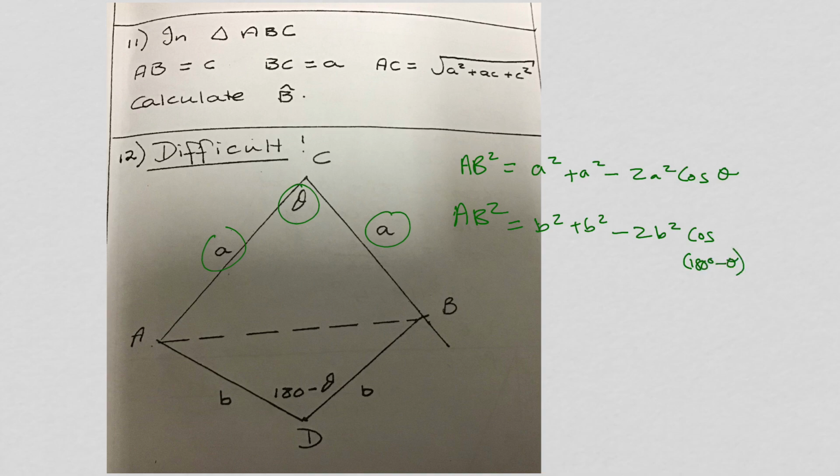Now again, I should really have given you a bit of extra information for this, because you guys don't know a huge amount at this point, and probably that's what was confusing here. These two things are obviously equal, so I'm just going to make them equal and say a squared plus a squared, which is 2a squared, minus 2a squared cosine theta is equal to b squared plus b squared, which is 2b squared, minus 2b squared cosine of 180 degrees minus theta.